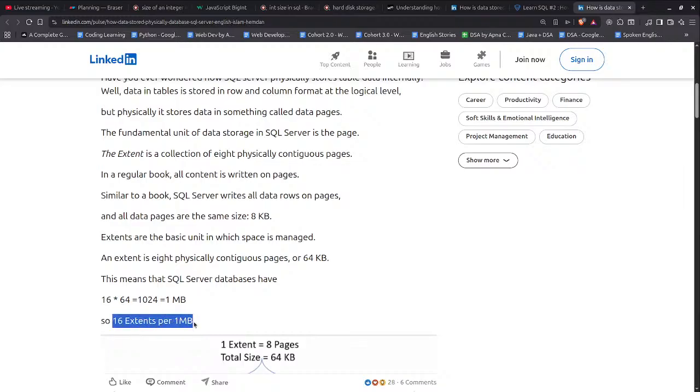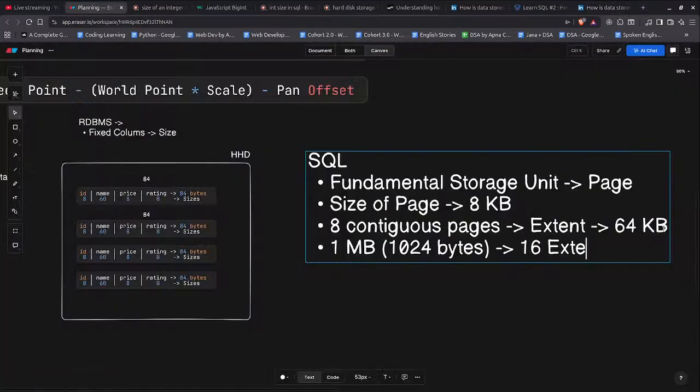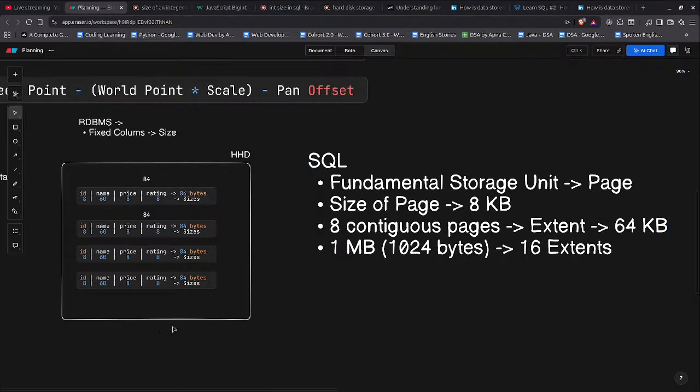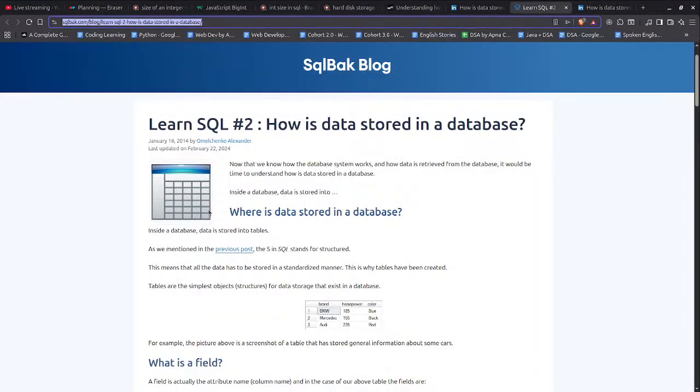So 16 extents, because if we simply say 16 multiplied by 64, we are going to get 1024. Yes, that's right, so that makes sense as well. So we are going to get 16 extents in 1 MB. That's simple. Let's move to the next one.